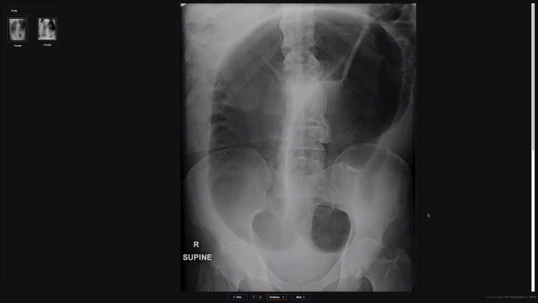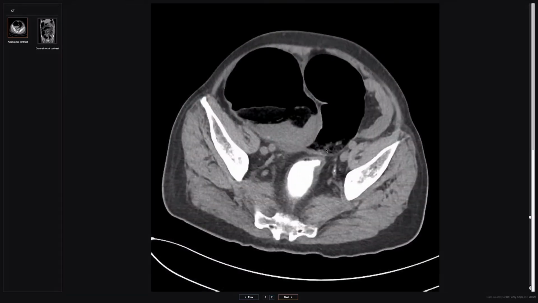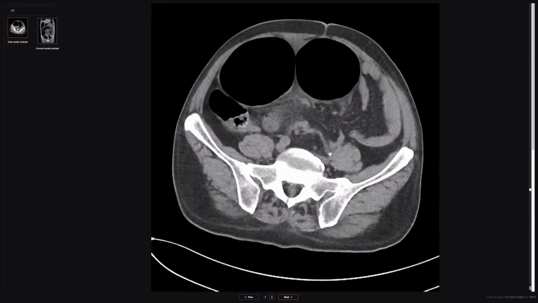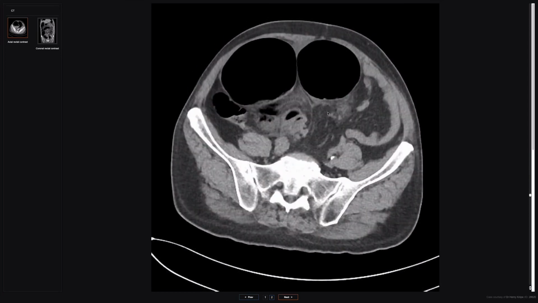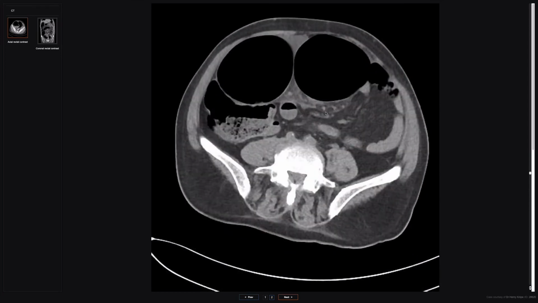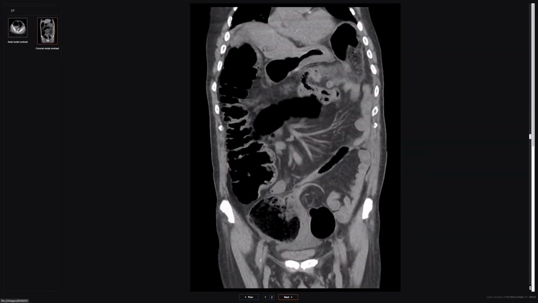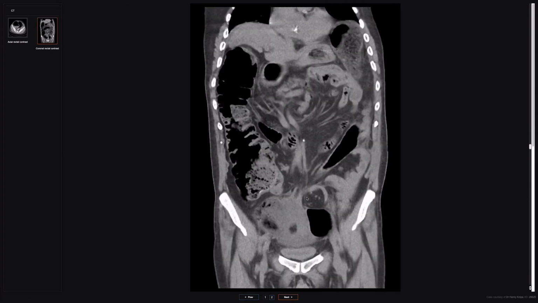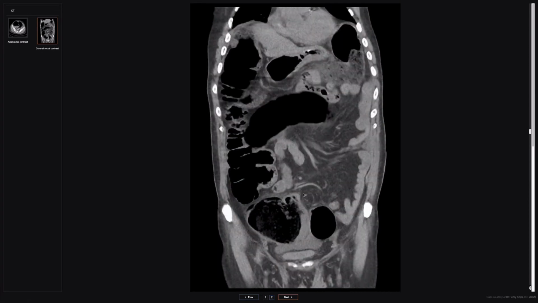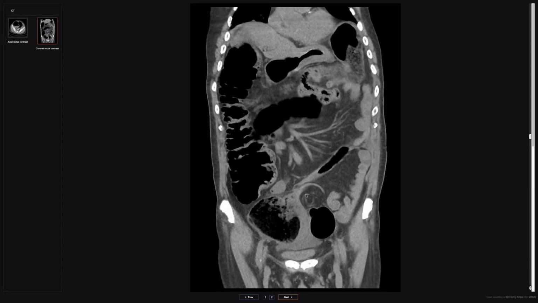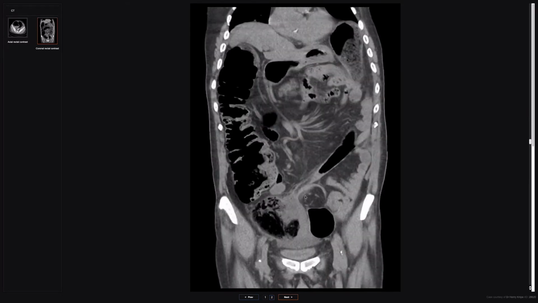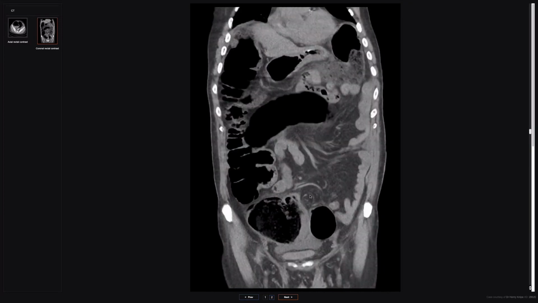Of course, CT makes the whole thing much easier. So if you look at the CT, you can see that there is a twisting here, the swirl sign of the sigmoid volvulus. If we look at the coronal, can you see this kind of whirlpool sign? So this whirlpool, where you've got the vessels twisting around in a circular fashion around the fat, indicates that's where the twisting is. So that helps to confirm that this is sigmoid volvulus.